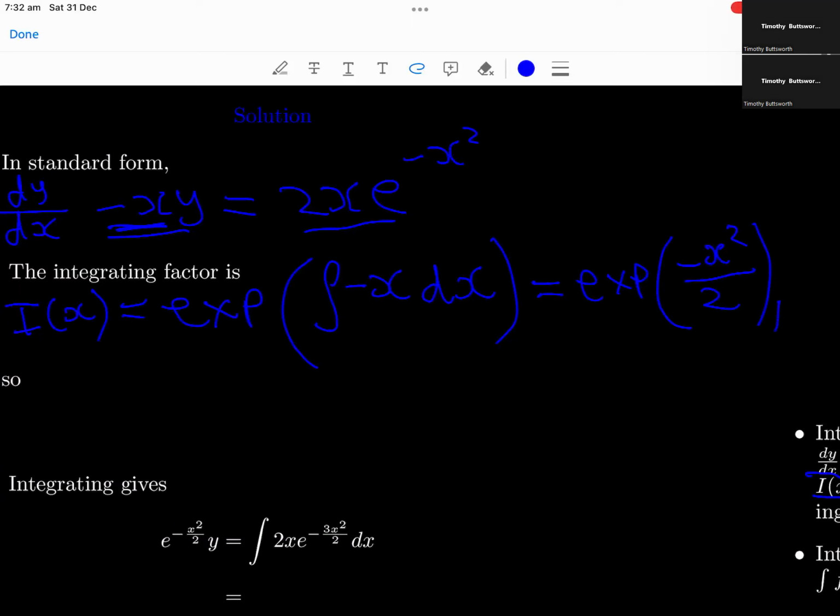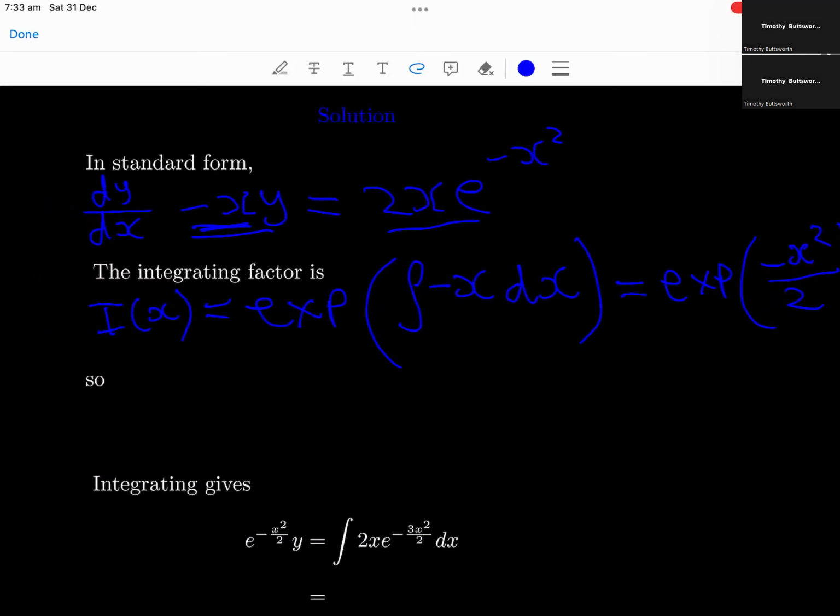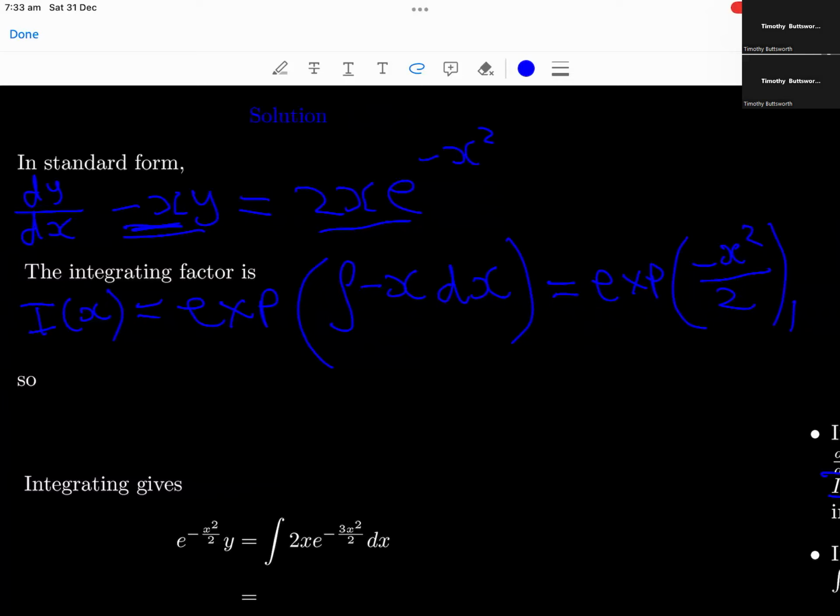It turns out that at this stage, we don't need to worry about the plus c. Do we need the plus c? No, we don't. If we include the plus c, we just get another integrating factor. But we only need one integrating factor to get this method to work.